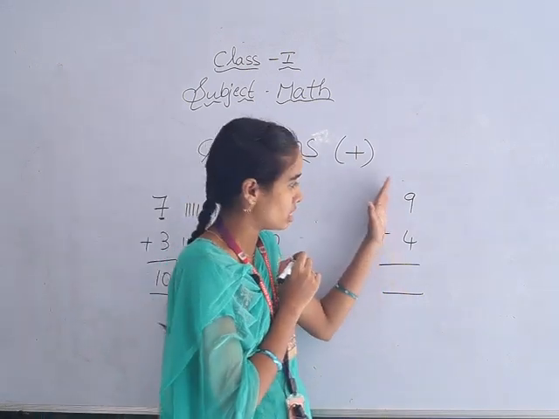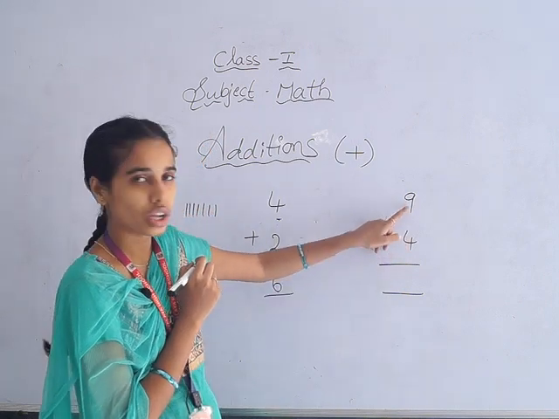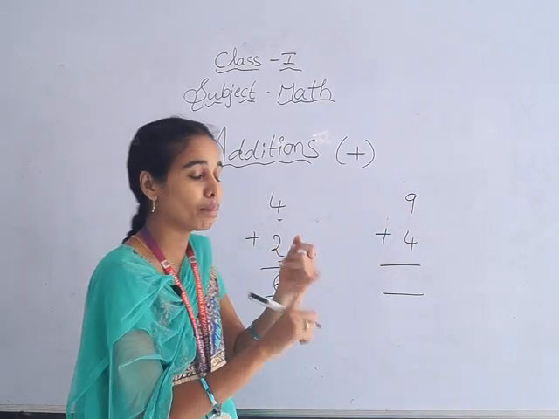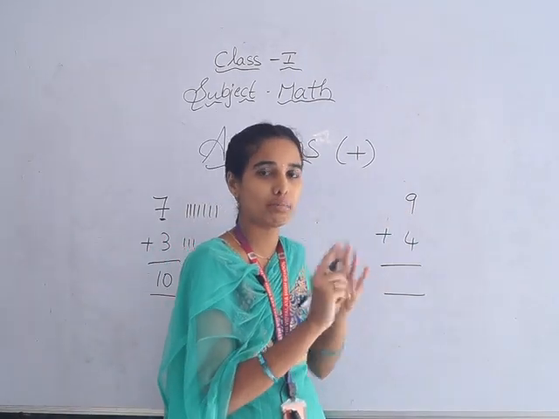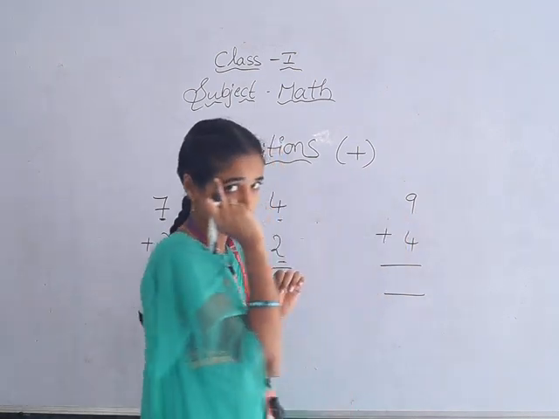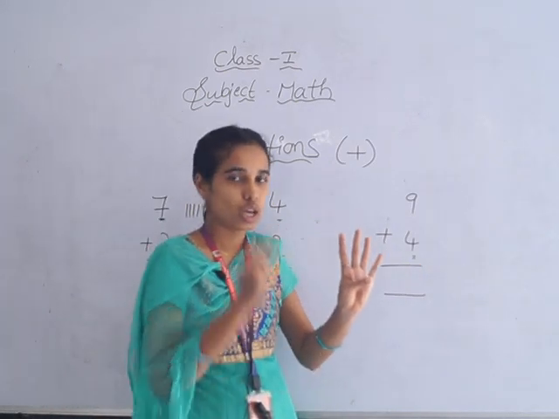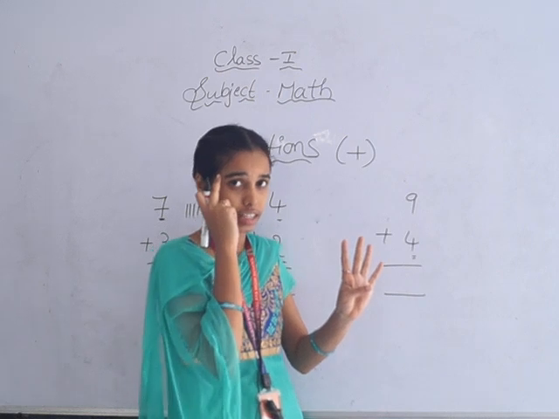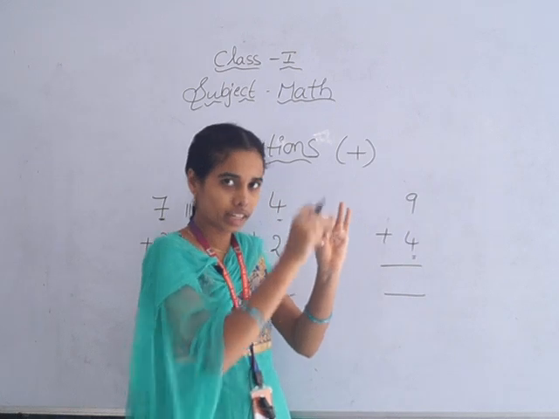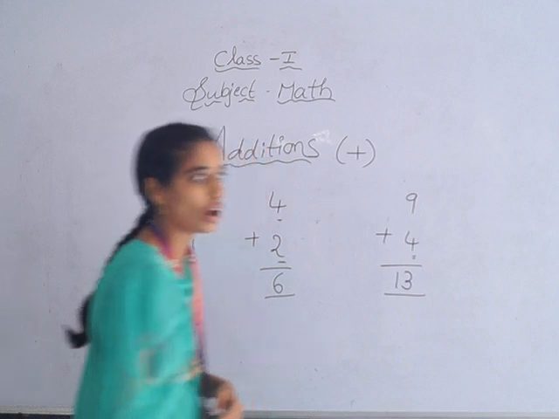Here also same. First you have to identify which number is big one. 9 and 4 is there. So 9 is the big one, no? So first 9 keep it in your mind. Big number should be keep it in your mind. Small number should be taken with your fingers. So small number what? 4. So take 4 fingers. So after in mind 9 is there, no? After number you have to count 10, 11, 12, 13. So answer is 13. Like that you have to do.